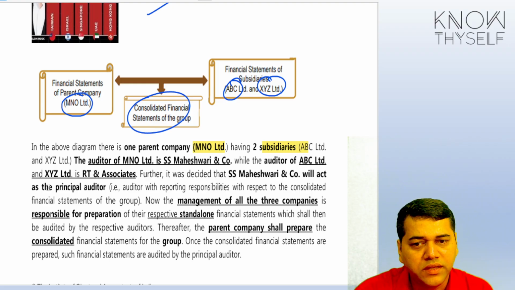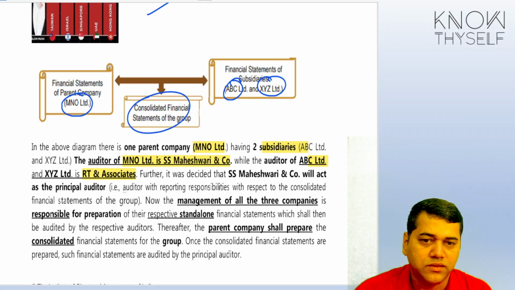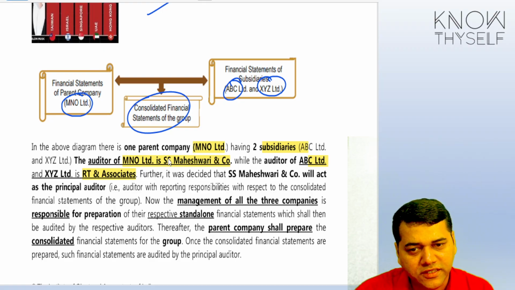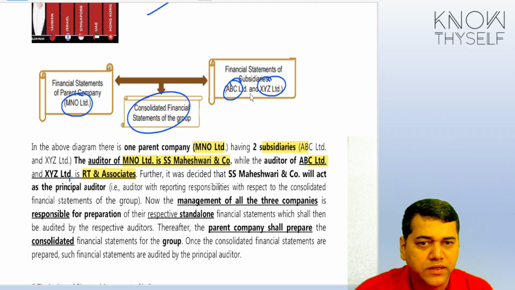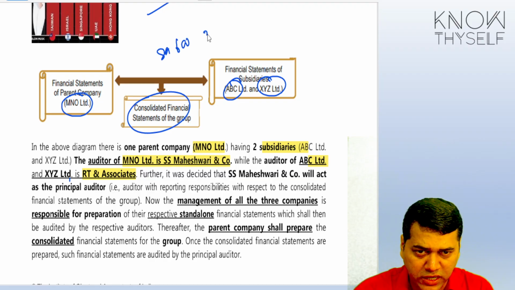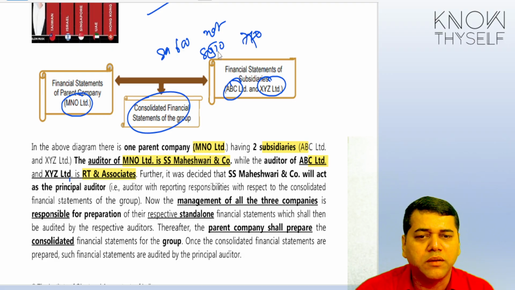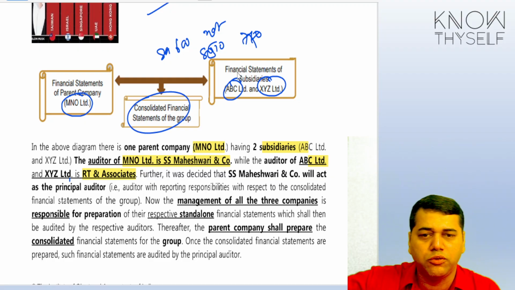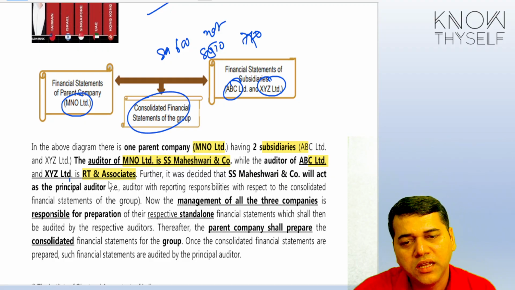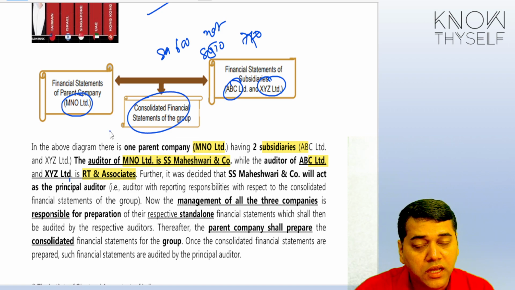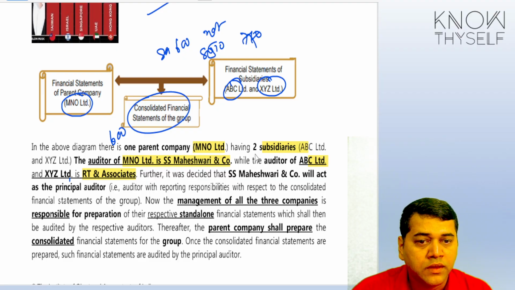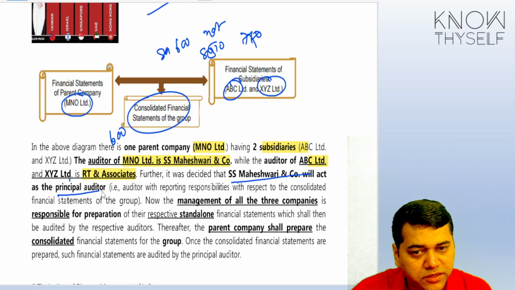Now the auditor of MNO is SS Maheshwari. The auditor of ABC and XYZ is RT Associates. Now if SS Maheshwari itself is the auditor of ABC and XYZ, then SA 600 is not applicable. SA 510, SA 710, these may not become applicable because you yourself are the auditor of that company. You are the last year auditor. But when the subsidiary auditors are different, SA 600 also becomes applicable. Now SS Maheshwari will act as the principal auditor.